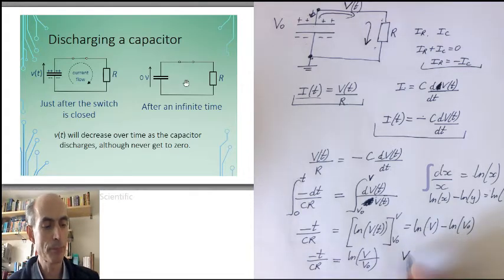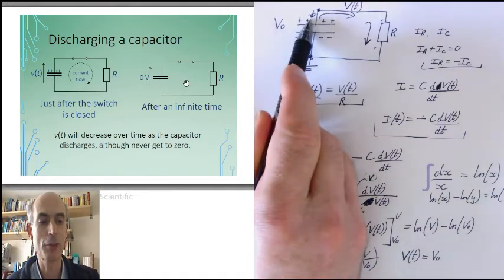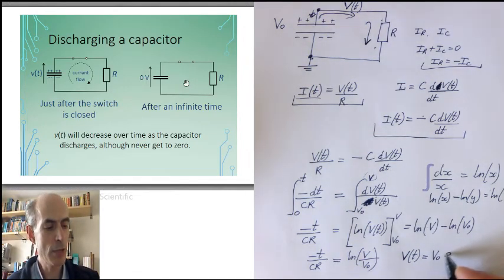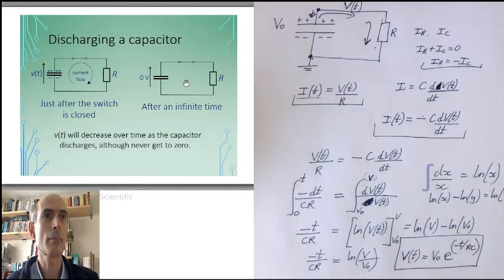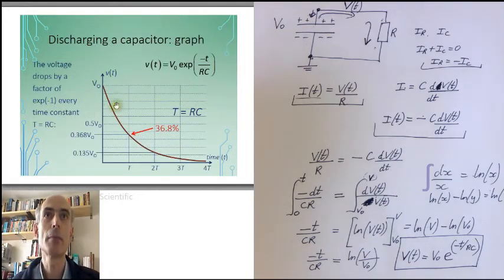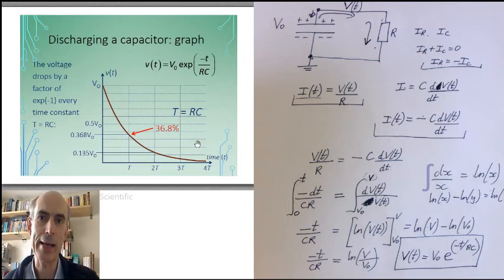The voltage, this voltage here, which is still a function of time, is equal to V0, which isn't a function of time, it's just the voltage the capacitor had at the beginning, times e to the power of minus t over RC. And that is our final result. If you plot it, it looks like this. It's a characteristic smooth curve known as an exponential decay.